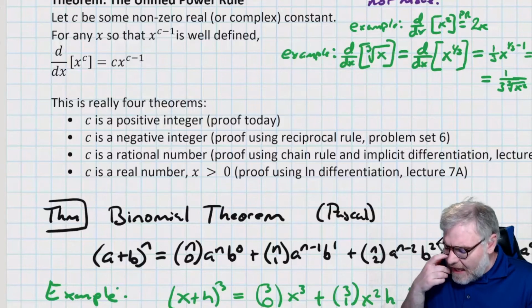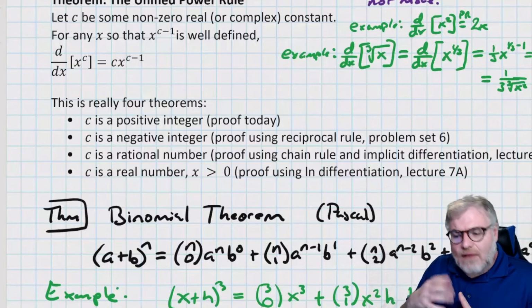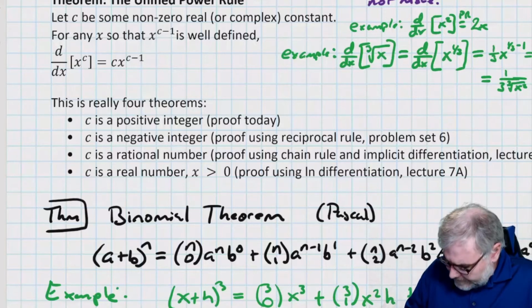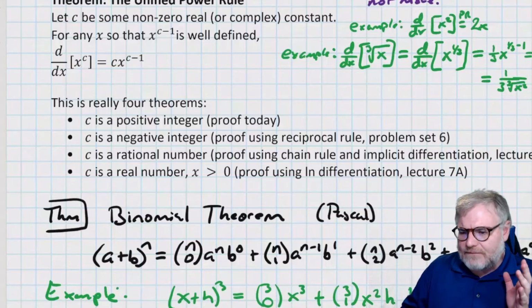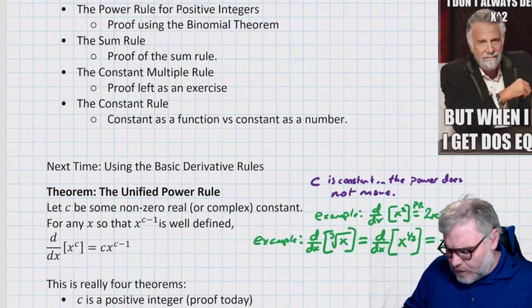So again, c needs to be non-zero, because if c is 0, you just have a constant, and we'll talk about that one today too. So that's sort of the plan. We're going to talk about the power rule, and then we're going to go through the sum rule, constant multiple rule, and constant rule.